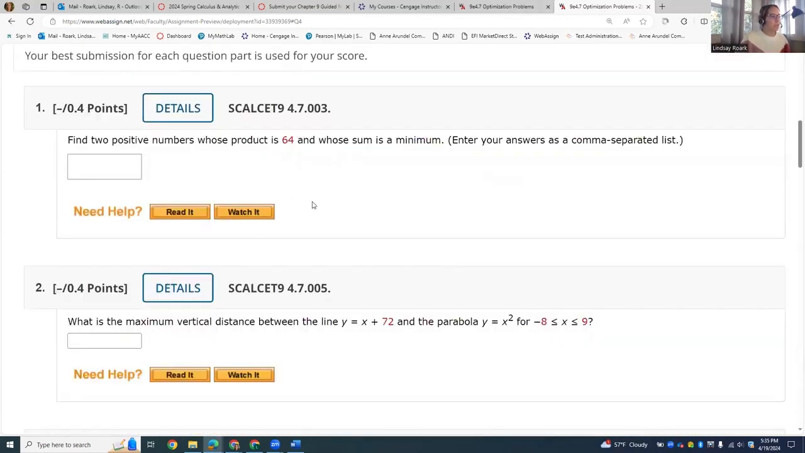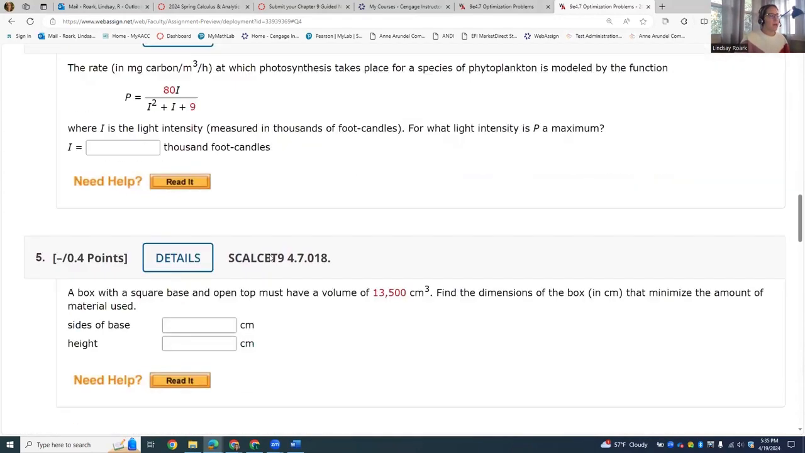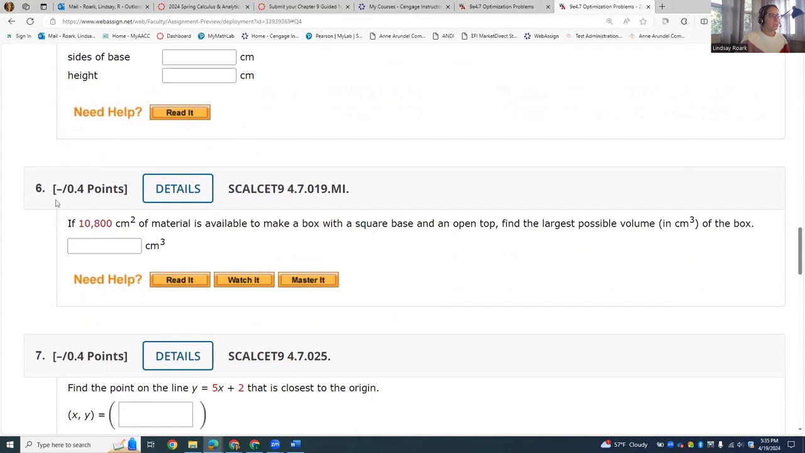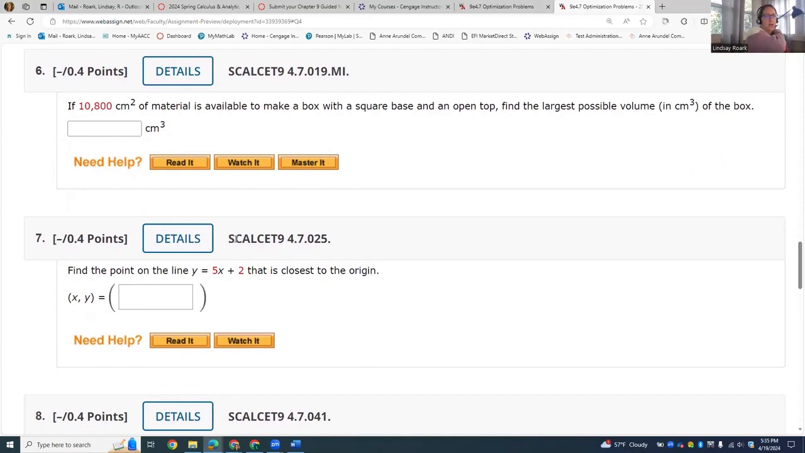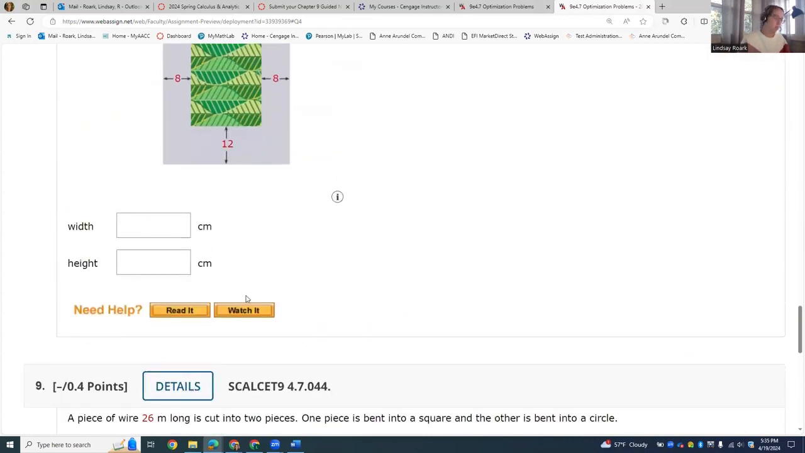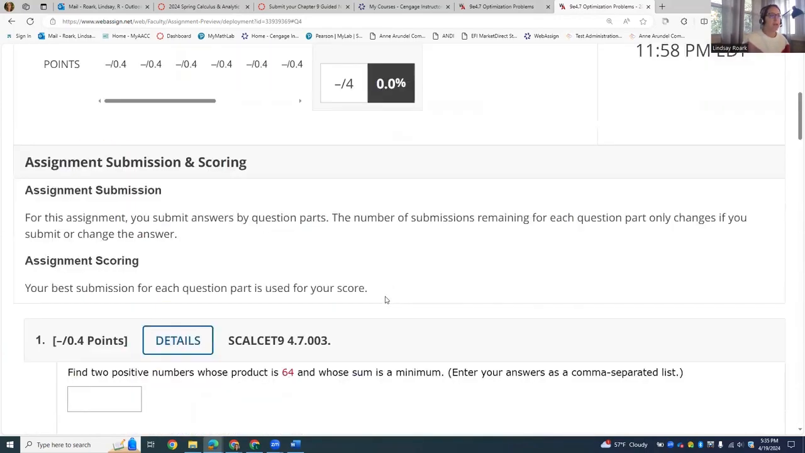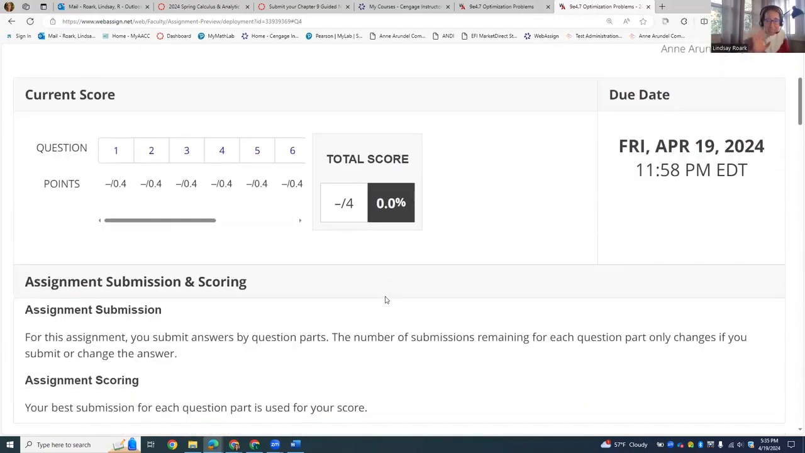I do like that some of them have the Read It and Watch It options on here, which are nice. The Watch Its can be helpful, especially for this number 6 here, talking about the box, where they're asking you to maximize the volume. Number 7, same thing, you can watch it regarding the distance. You can watch it on the poster. Those can help get you in the right direction. But if you do try to watch it, maybe challenge yourself to try another one. They can refresh it with a similar question and see if you really have the concept that way.